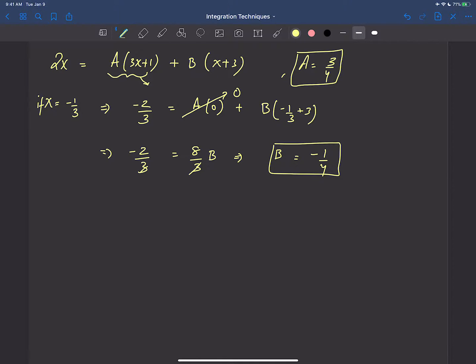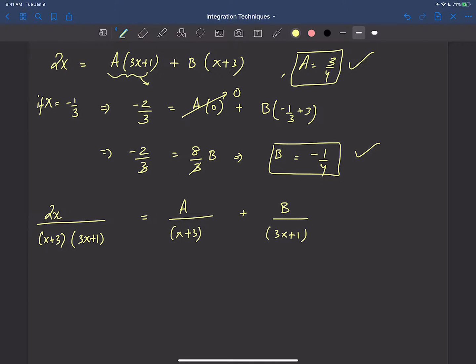So knowing this, my decomposed factors, the main thing that we started off with, 2x over x plus 3 and 3x plus 1, could be written as a over x plus 3 plus b over 3x plus 1. We were told that that's true for what values of a and b? For these values of a and b. So we can plug those in. We can write them as 3/4 and -1/4. And that is the expansion.